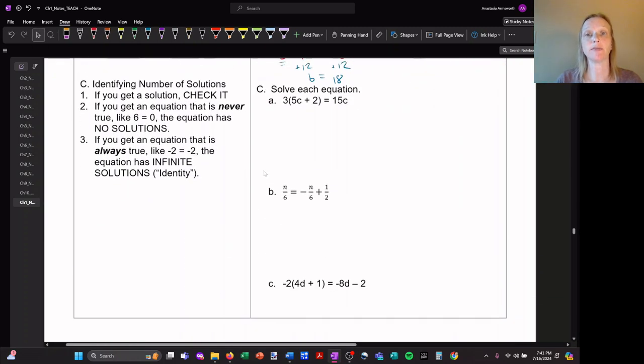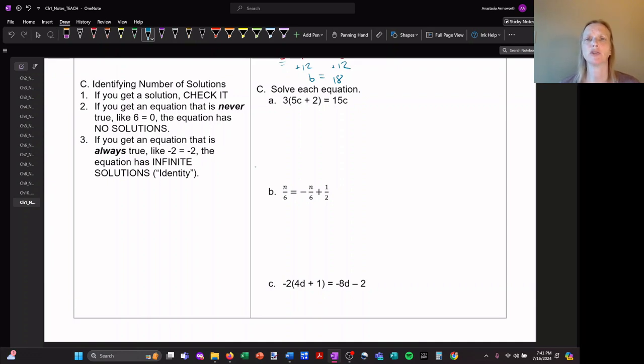Now, up to this point, for every question we've done, we've gotten a solution and checked it, and the solution has checked out. That doesn't actually always happen. When you see a variable appearing more than once in an equation, you're more likely to get special cases where you don't get a solution that you can check by plugging it into the equation. So let's see what this might look like.